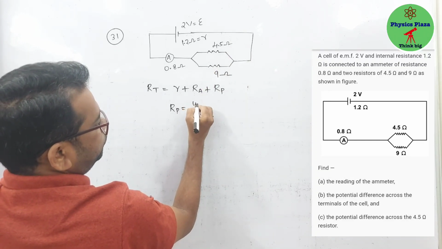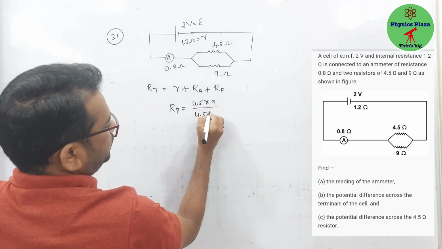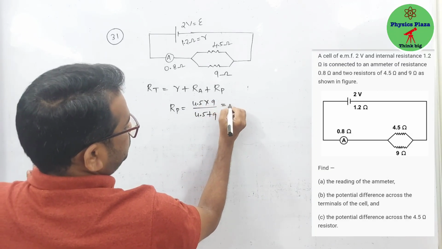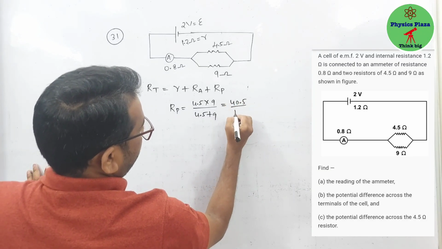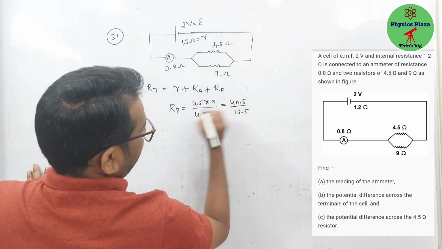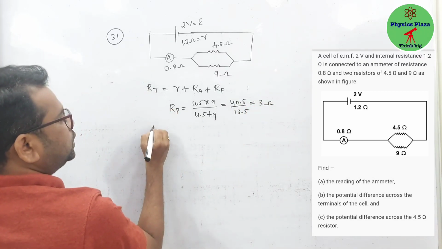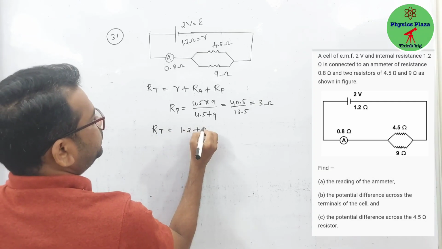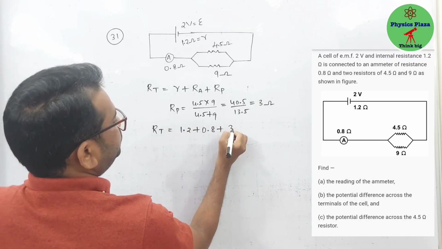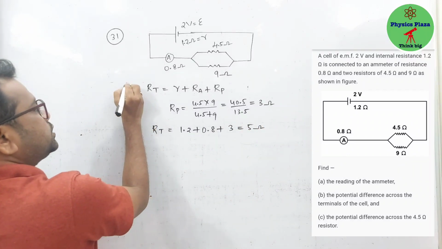So with that, 4.5 into 9 by 4.5 plus 9. So this will be 40.5 by 13.5. If you simplify this, you will get 3 ohm. Now the total resistance will be how much? 1.2 plus 0.8 plus 3. So it is nothing but 5 ohm. So first one is over.